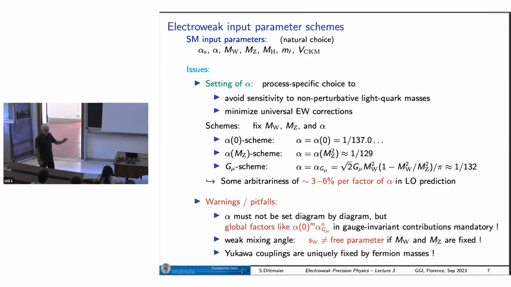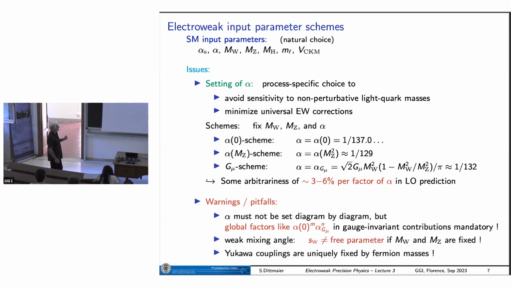If I want to control this, you see, it's a good idea to adjust the alpha that I use to parameterize my leading order prediction in such a way that I make the rest of the corrections as small as possible.